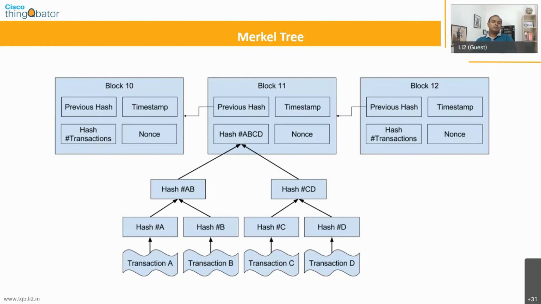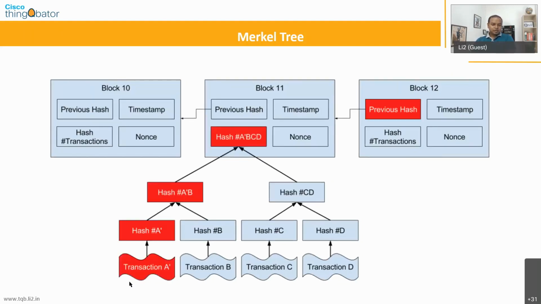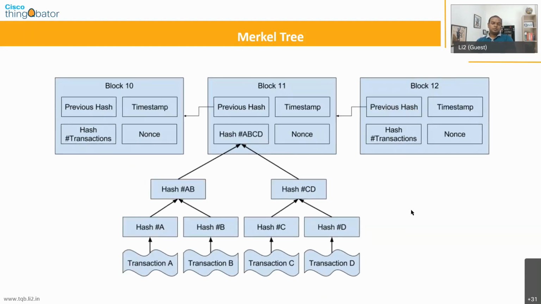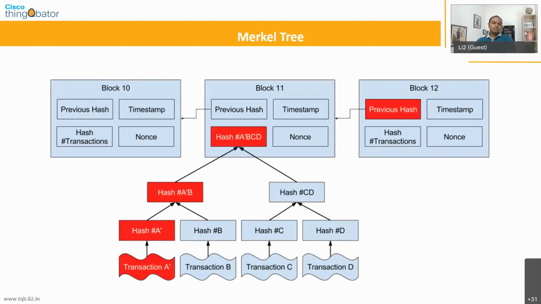Let's try to understand that using the immutability feature and the Merkle tree's use case. As we have discussed earlier, we are trying to manipulate one of the transactions. Let's say we are manipulating transaction A. The moment we manipulate transaction A, the new transaction is known as A dash. So the hash of A dash will be different from the hash of A that we had in the previous node. The moment we change the values of our transaction, the hash will change automatically.